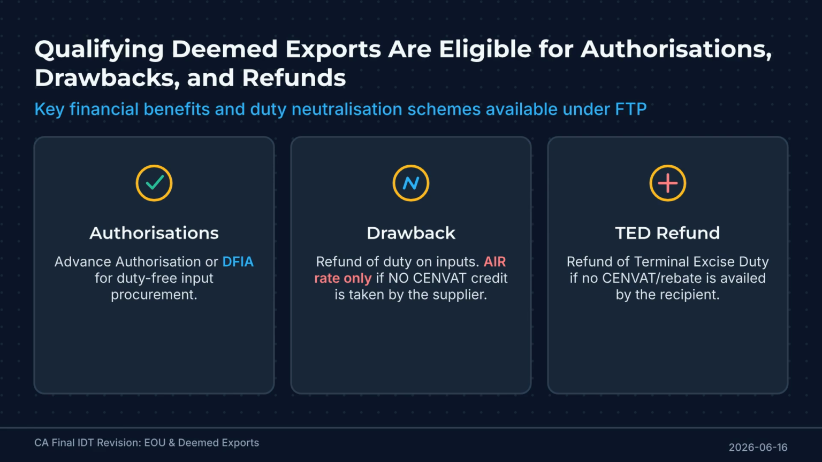Qualifying deemed exports enjoy multiple benefits designed to neutralize taxes and duties. Suppliers may obtain advance authorization or DFIA benefits for duty-free procurement of inputs. They may also claim deemed export drawback, which provides a refund of duties suffered on inputs used in manufacturing. Another benefit is refund of terminal excise duty in eligible situations where credit or rebate has not been availed. The overall objective is to ensure that domestic manufacturers remain competitive and are not placed at a disadvantage compared to suppliers benefiting from import concessions.